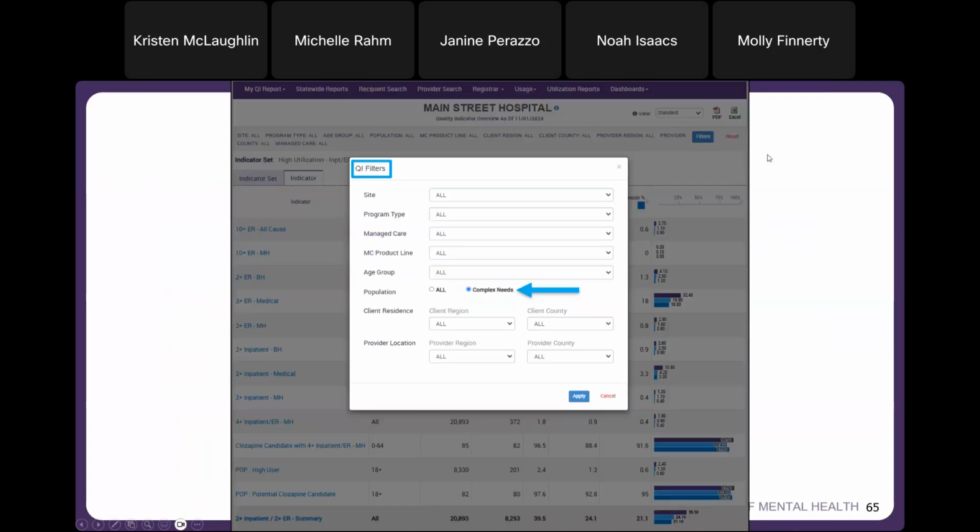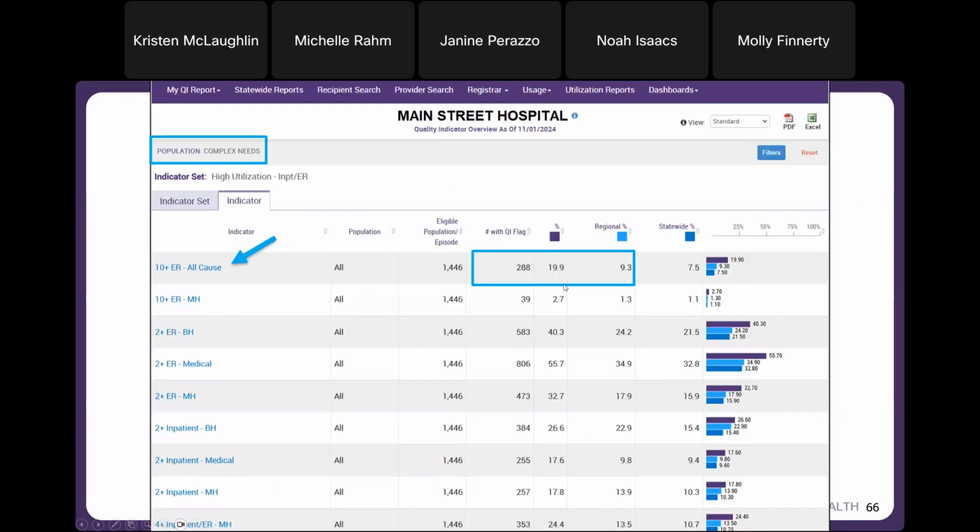So let's go ahead and put the filter. And now with this new population filter, I want to aggregate this report by which clients that I've served in the past 9 months are also considered complex needs. We know about 560 clients for the whole population hit that flag. So now I want to compare the complex needs folks. Now that 560 got cut a little bit in half, right? So we have 288 people now hitting that criteria. And I can compare myself to the region and the state with those numbers as well.